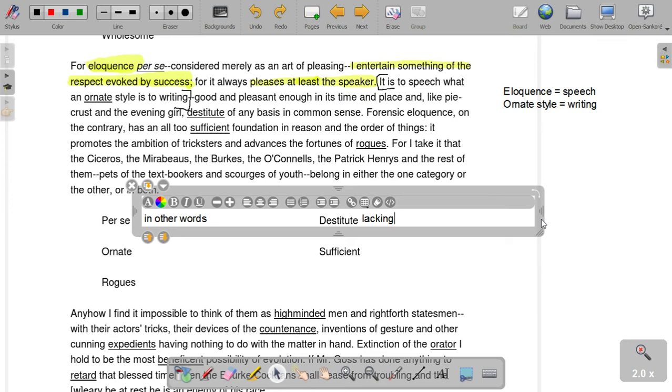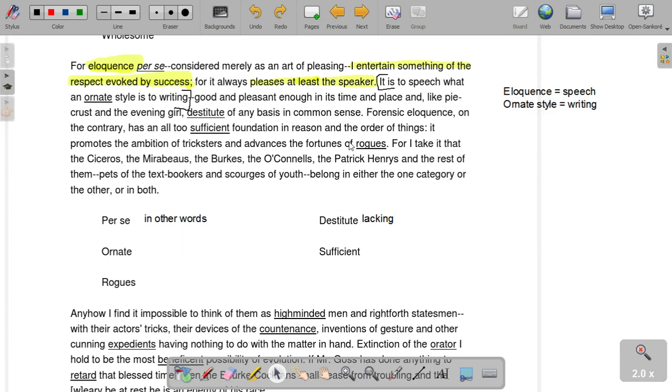There's no common sense. So he's comparing eloquence in speech to an ornate style in writing. Now he's saying both of them are good and pleasant in their time, but they lack really any common sense. What do you think he means by that? No sense in doing it. Sort of, and also there's no real substance to it. Like, it sounds nice at the time, but if you really look hard into it, it lacks common sense. It doesn't really have a function or a purpose.